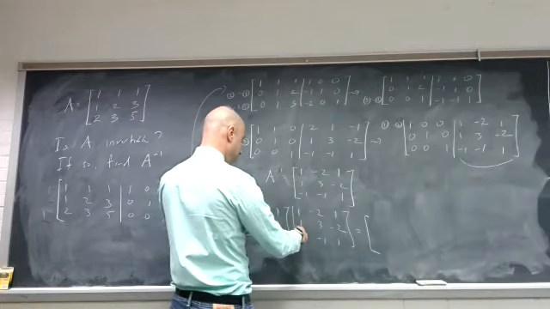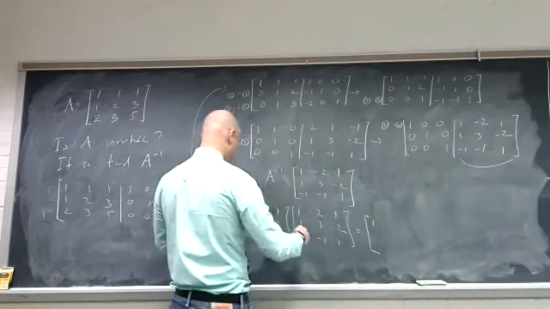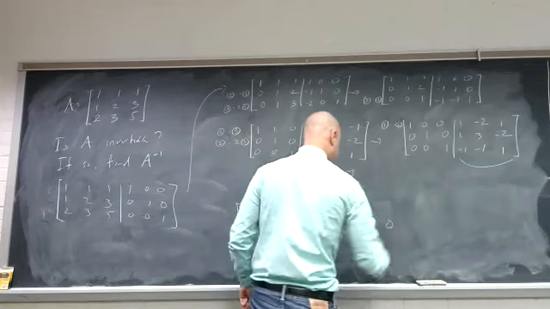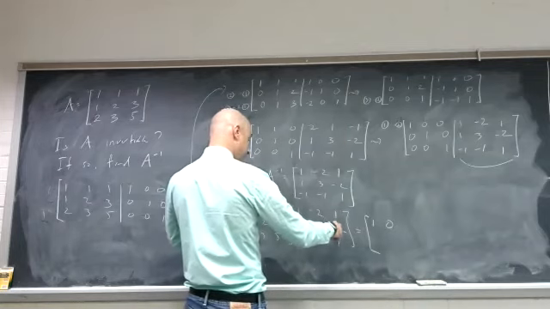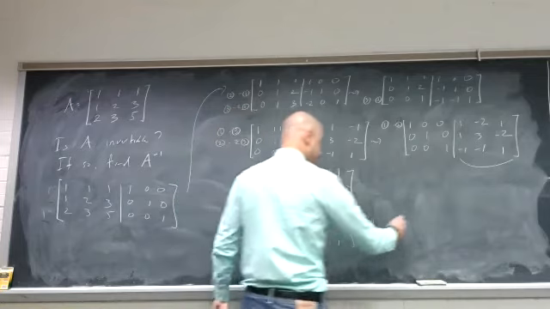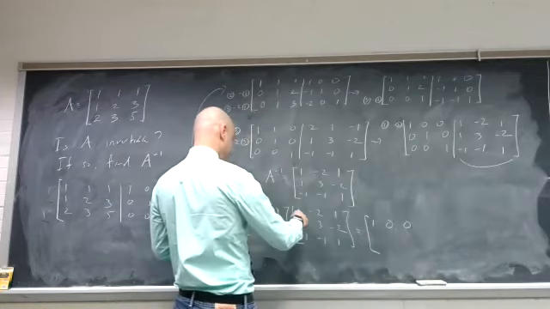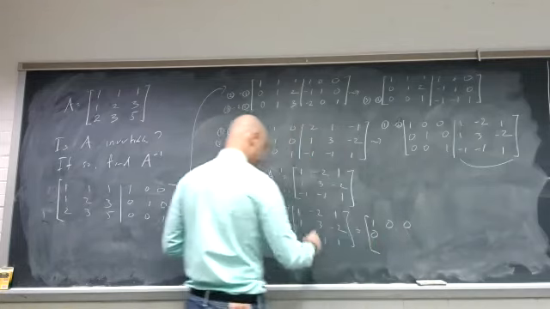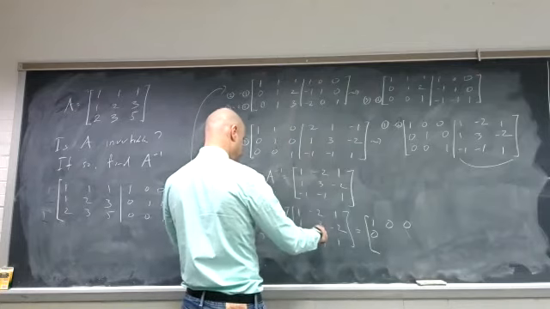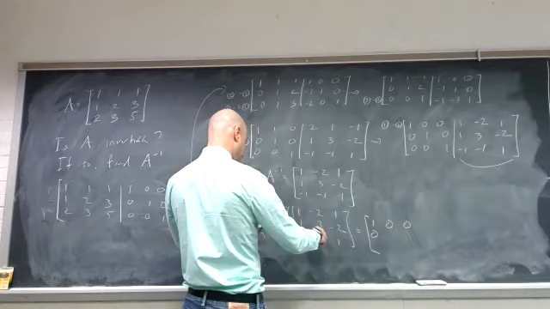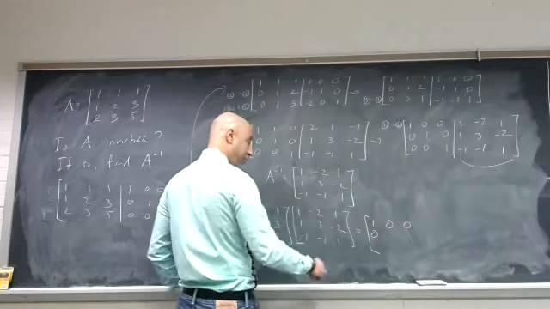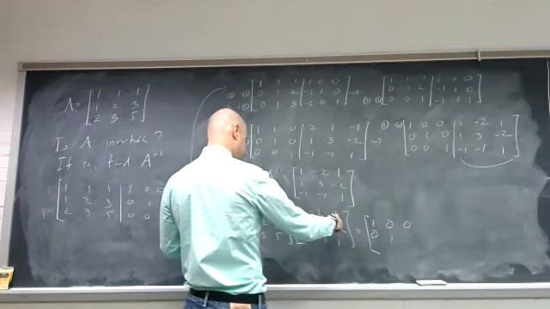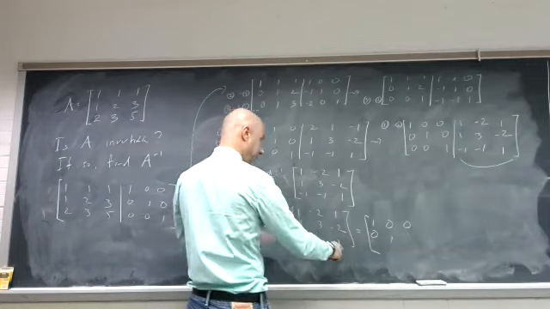1 plus 1 is 2, minus 1 is 1. Minus 2 plus 3 is 1, minus 1 is 0. It's looking good so far. 1 minus 2 is negative 1, plus 1 is 0. 1 plus 2 is 3, minus 3 is 0. Minus 2 plus 6 is plus 4, minus 3 is 1. 1 minus 4 is minus 3, plus 3 is 0.